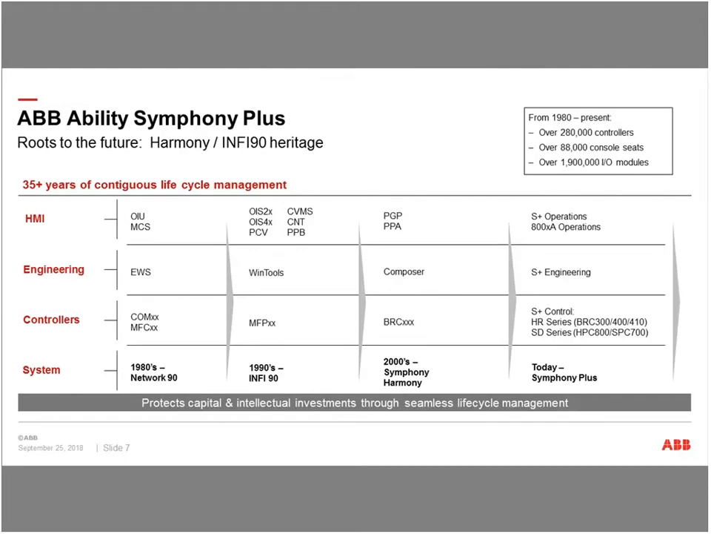In terms of the history of ABB Symphony Plus, we started in the 1980s in the Bailey world. The S Plus engineering world started with EWS, the engineering workstation, which then evolved into the WinTools, Composer, and now S Plus engineering. The beauty of this entire system is that if you have a project developed in EWS or Composer, it can be ported over to S Plus engineering without losing your intellectual property. Your tuning parameters or any other aspects of the project which you have built up in the past 20 years can now be ported directly into S Plus engineering.